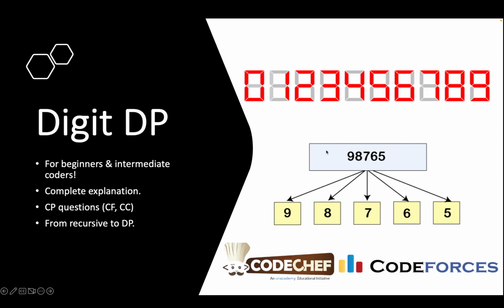So today we'll be studying digit DP. I'll be teaching it in a manner that it's really easy for you to comprehend. The target audience for this would be beginners and intermediate coders. The only thing I expect you to know is the basic recursion stuff, because in digit DP we are going to go through the top-down approach, and I expect you to know how recursion works, right?